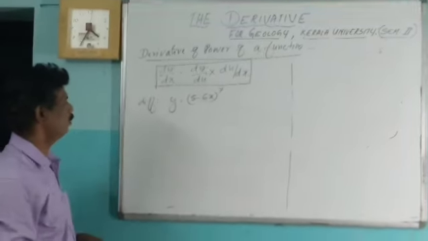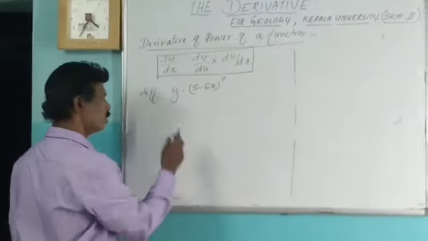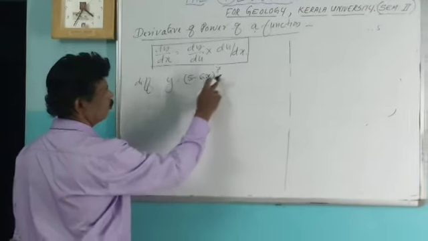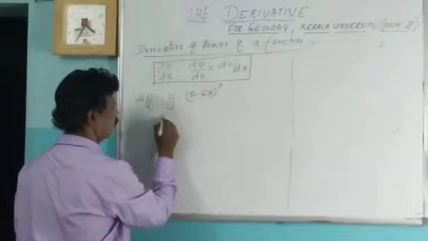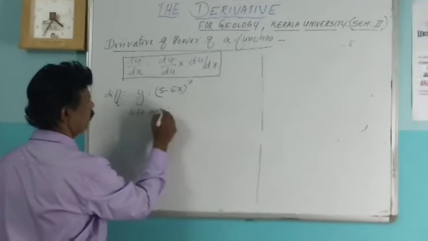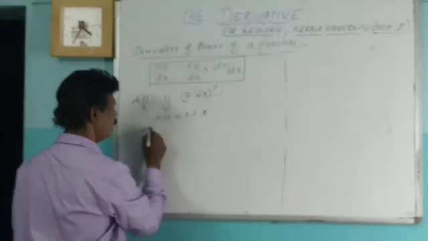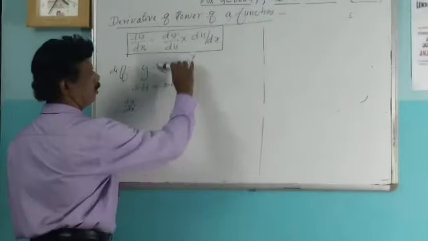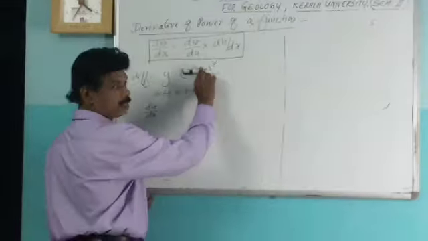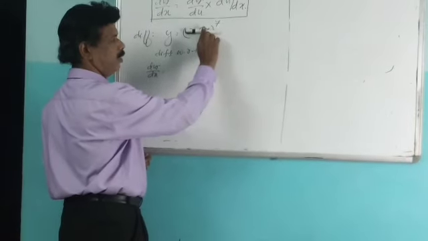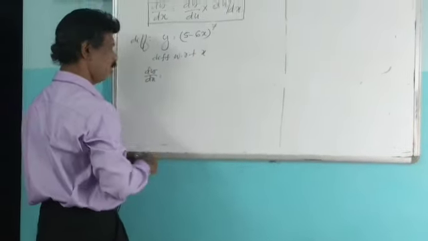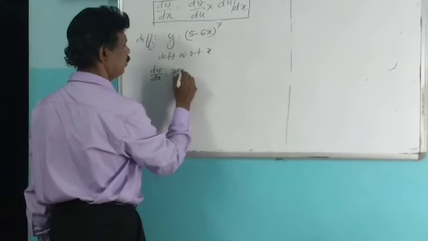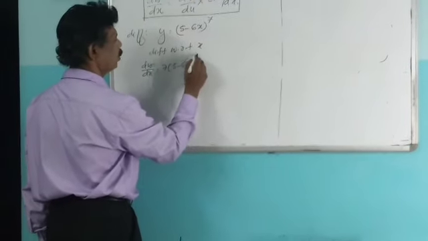Okay. Differentiate y equal to (5 - 6x) all raised to 7. Here also, this is a power of a function. Then differentiate the function with respect to x. Then dy by dx equal to, here also you have to consider this as an x. The derivative of x raised to 7 is 7x raised to 6, so 7 into (5 - 6x) all raised to 6.